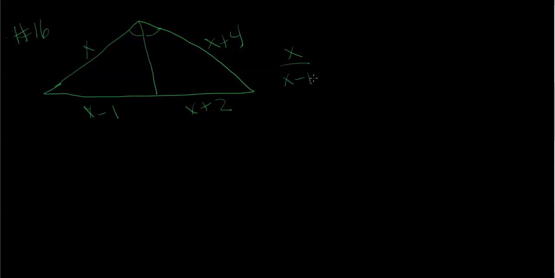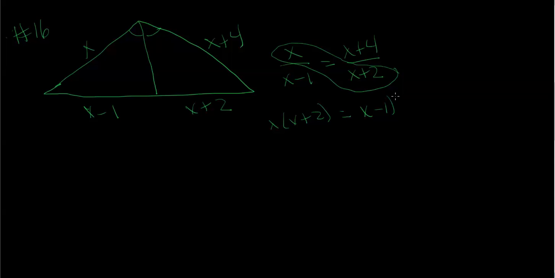All right, if I cross multiply these, I have x times x plus 2 is equal to x minus 1 times x plus 4. Distribute my x. I have x squared plus 2x. I have another binomial times a binomial, so FOIL method again. x times x is x squared. Minus 1x plus 4x gives me plus 3x. Minus 1 times 4 gives me 4.